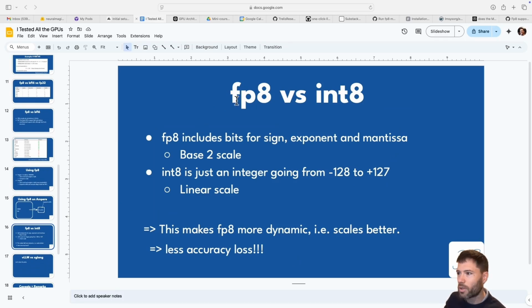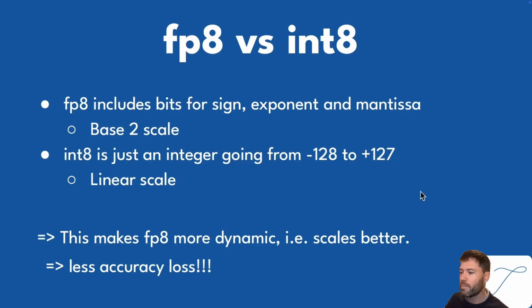Now, just a quick note on FP8 versus int8. Int8 is where you're just working with integers going from -128 up to +127. Whereas FP8, as I said earlier, it's got a sign, exponent, and mantissa. It's a base 2 scale. So FP8 is more dynamic. It's able to flex up and down to a larger range, whereas you're just fixed on a linear scale if you're using int8. And this means you get less accuracy if you used an int8 data type.